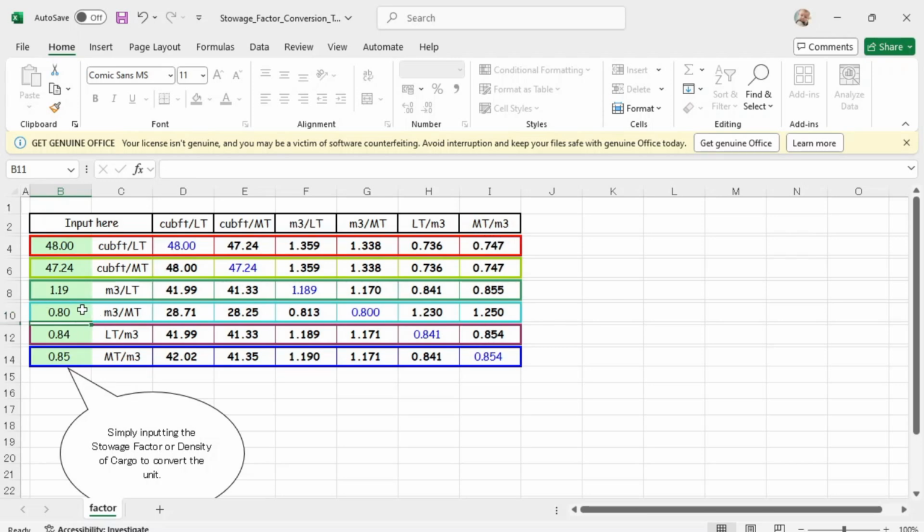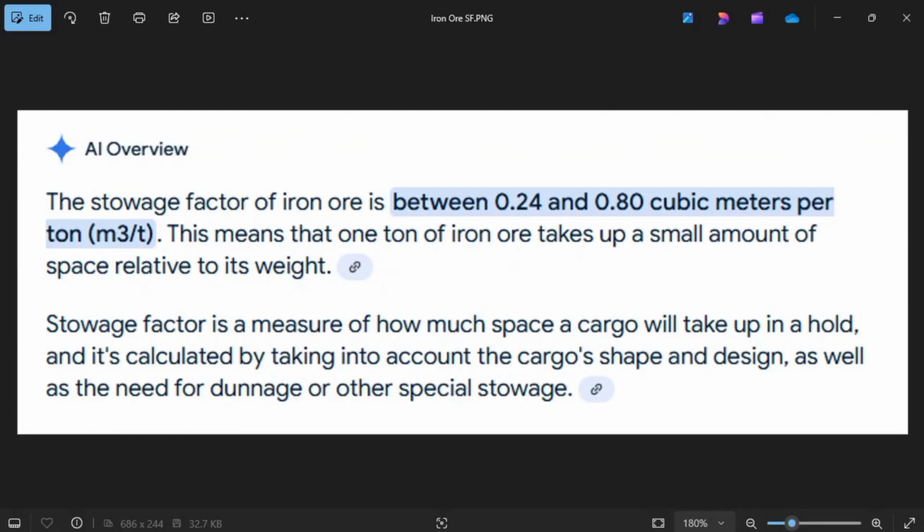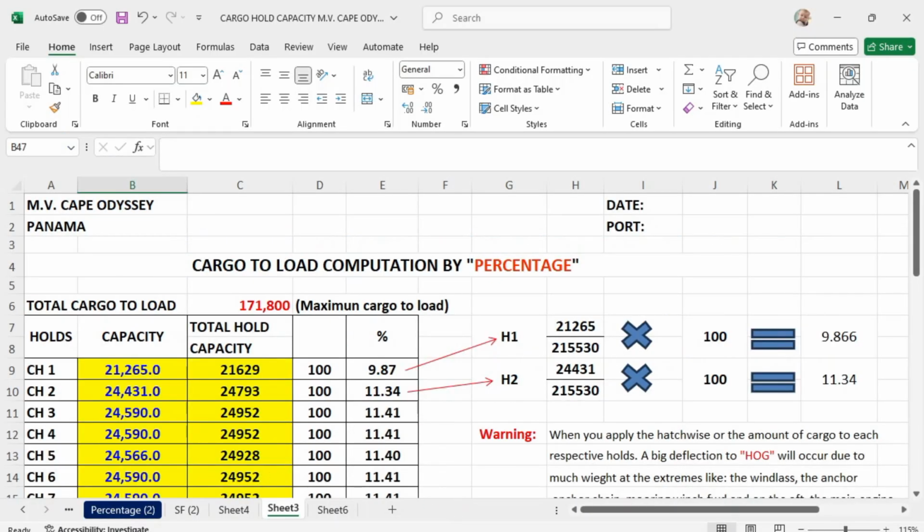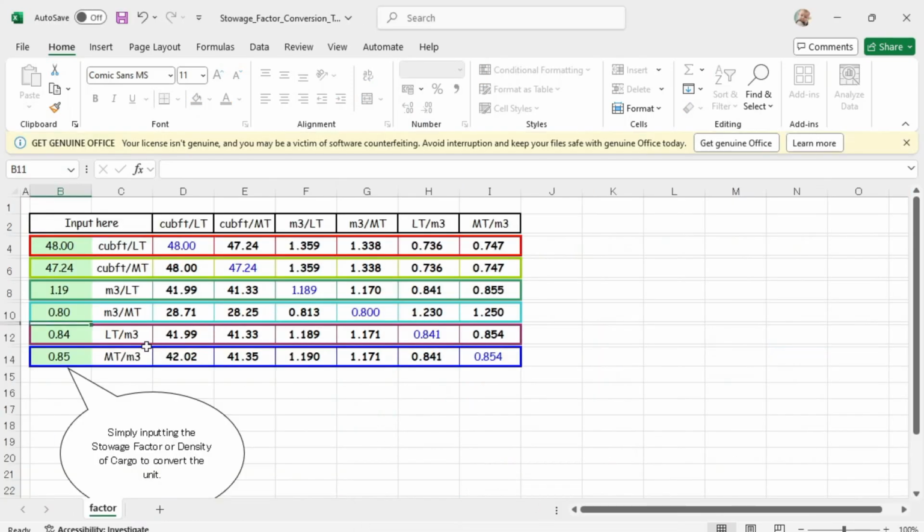So let's just concentrate on this one, guys, because the charterer has given us a stowage factor of, for example, 0.80 cubic meter per metric ton, which is this one, guys, 0.80 cubic meters per ton. Okay, that is what it meant here. I'm sorry, for metric tons.